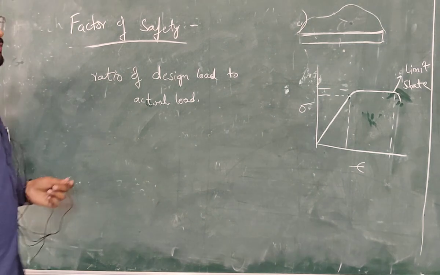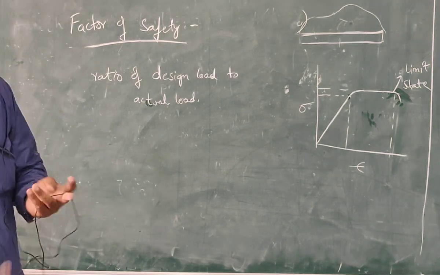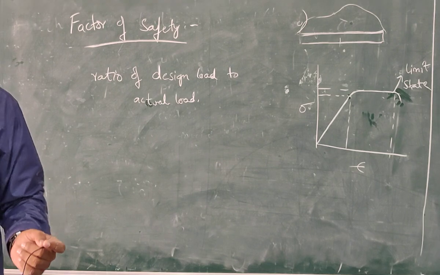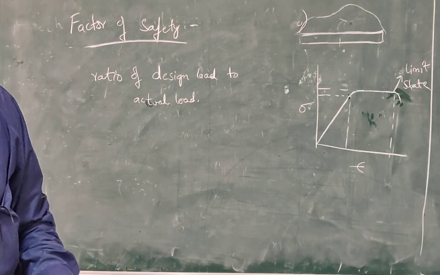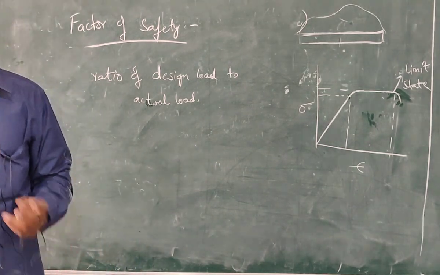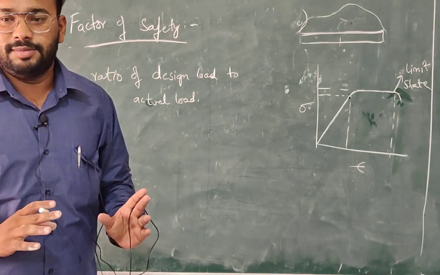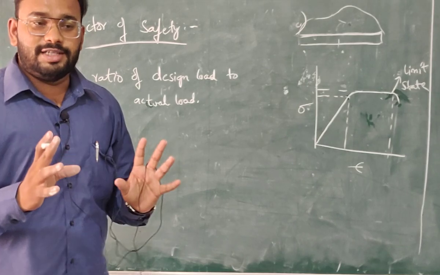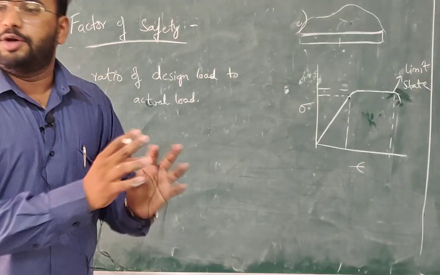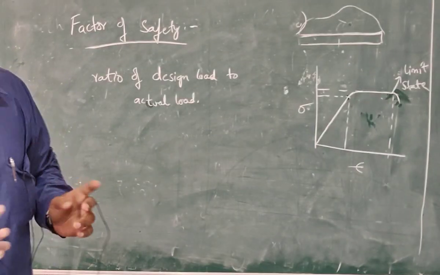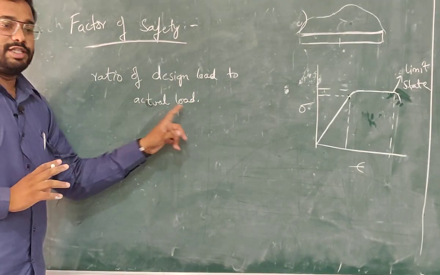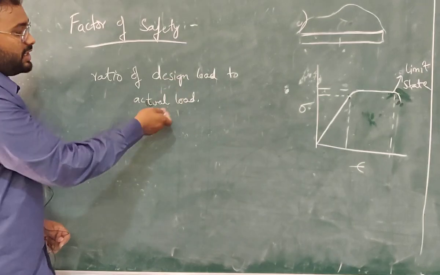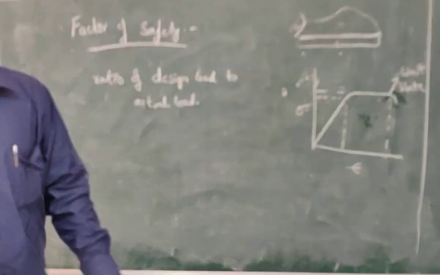Now you have a structure which is designed for some loading. Generally the load applied on the structure will be less. We'll design the structure for the worst case of loading. You'll assume that all sorts of load are acting on the beam, acting on the structure. So design load by actual load. What do you mean by actual load? Which will be acting on the structure. So the ratio of these two loads will give you the factor of safety.